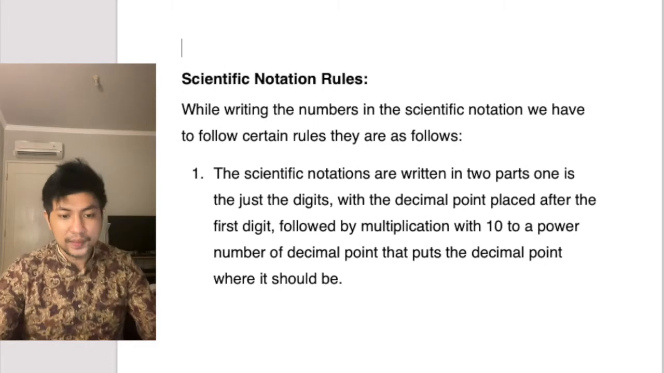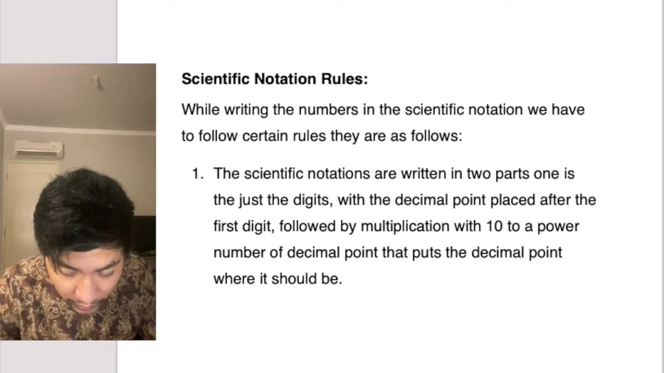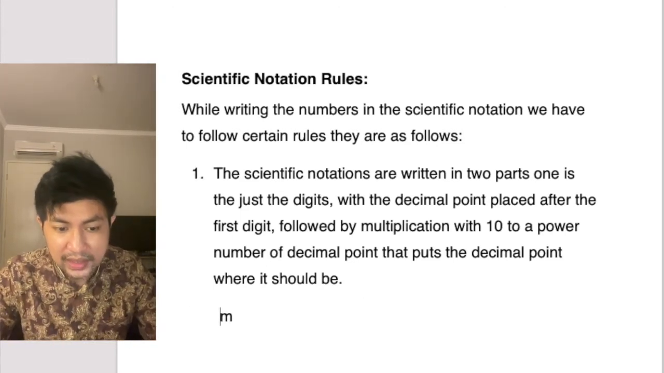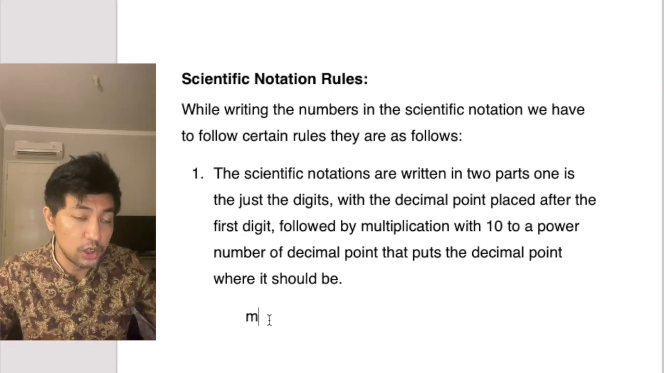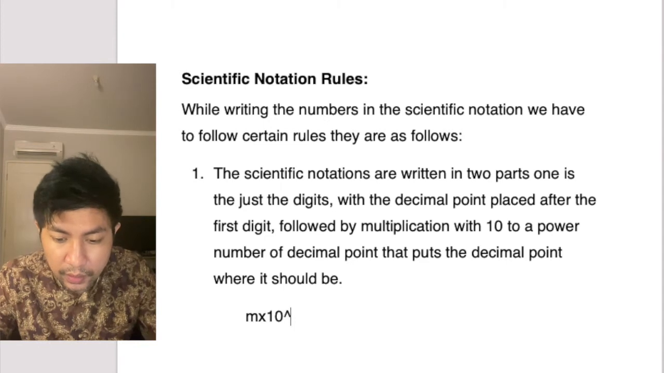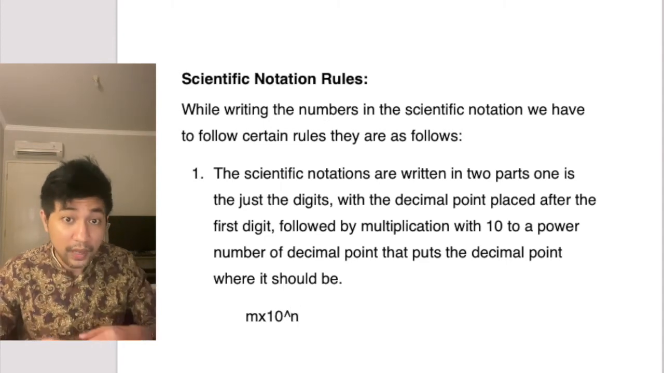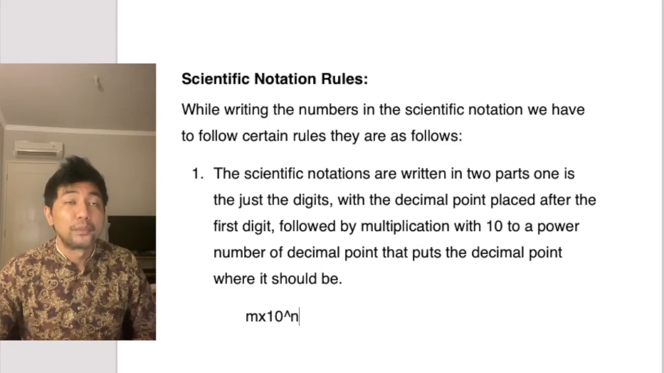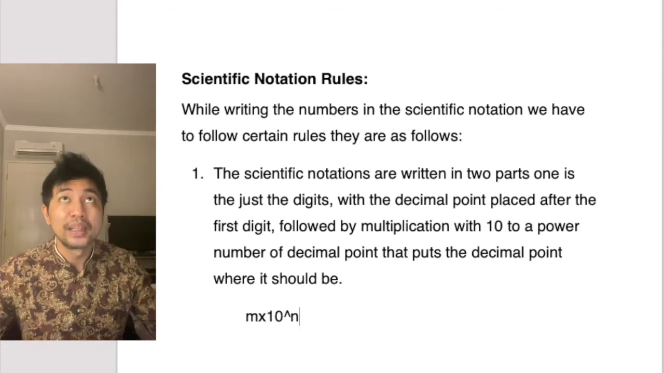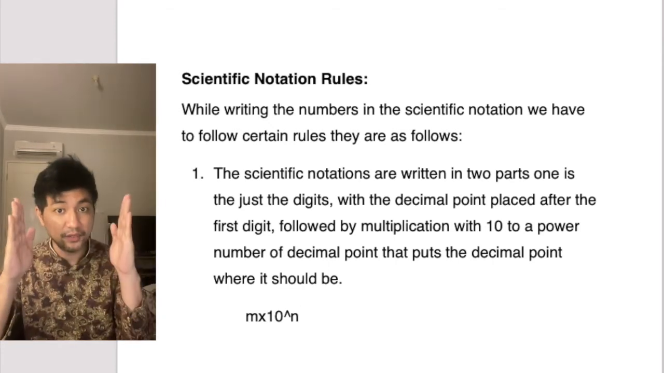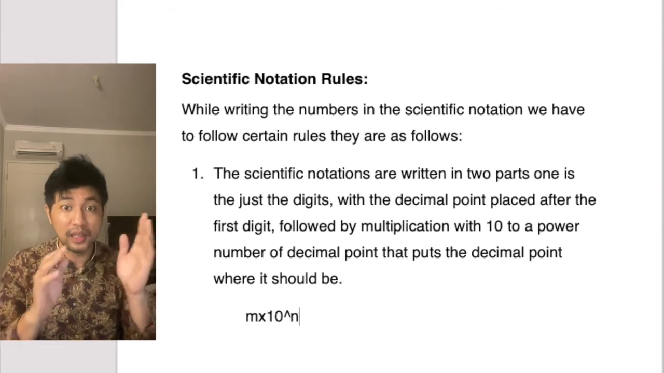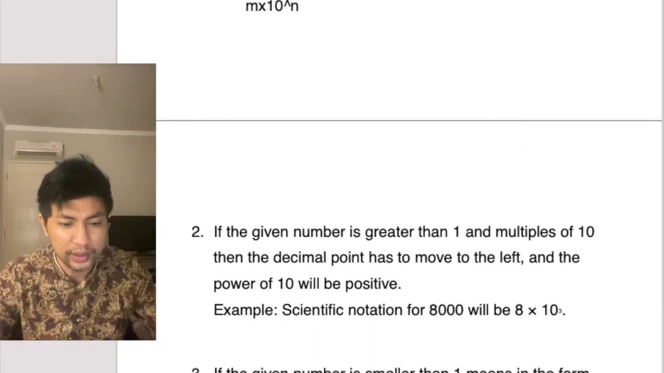So basically, it follows this format. You have M, which is your mantissa, a real number from 1 to 9, followed by a decimal point and then the significant figures, times 10 raised to a certain number n, which is how many times you have moved your decimal point. If you move the decimal point from the right to the left, you use a positive exponent, and if you move it from the left to the right, you use a negative exponent.